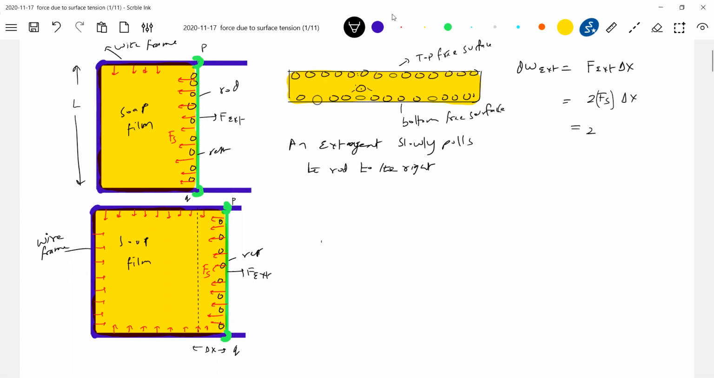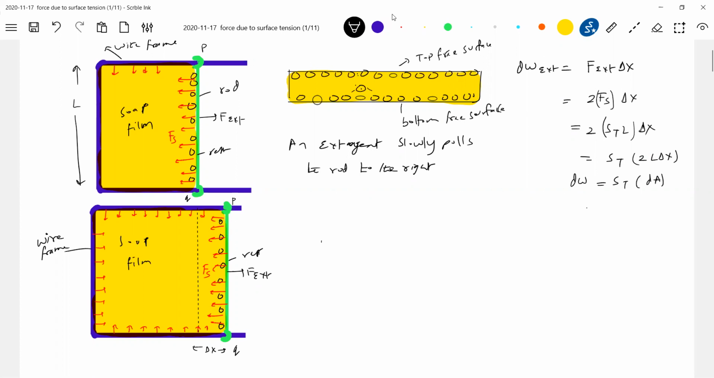So now what is this? This will be surface tension into, what is the length of the rod? L. Surface tension into L. So what is this L delta X? Anybody? Shall I say increase in surface area? 2 times of that altogether. So this will be dW equals surface tension into dA.